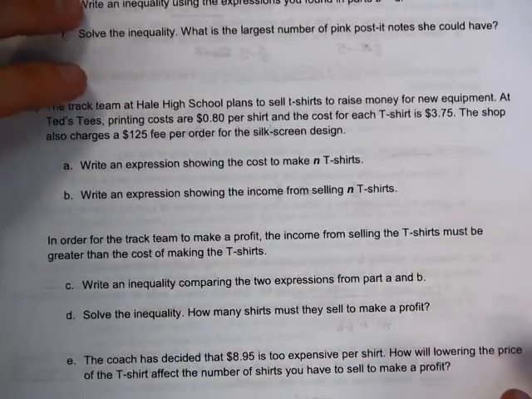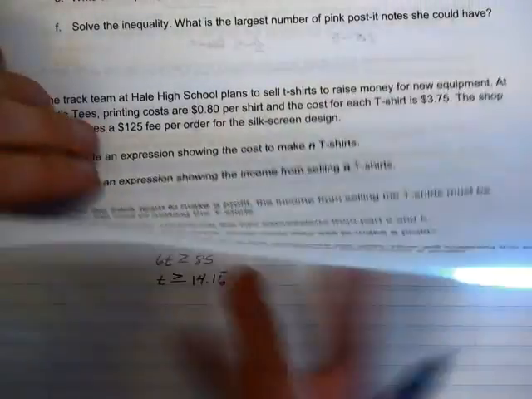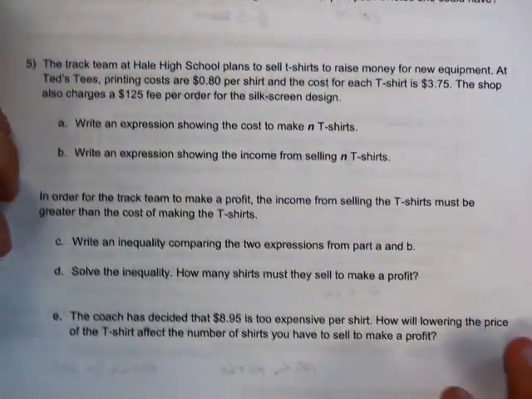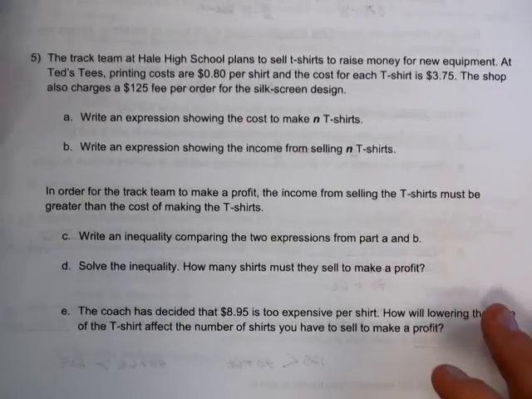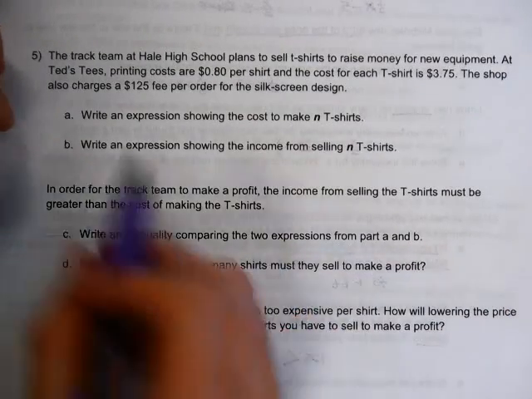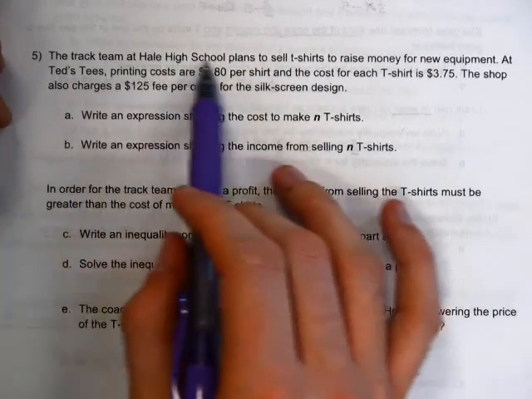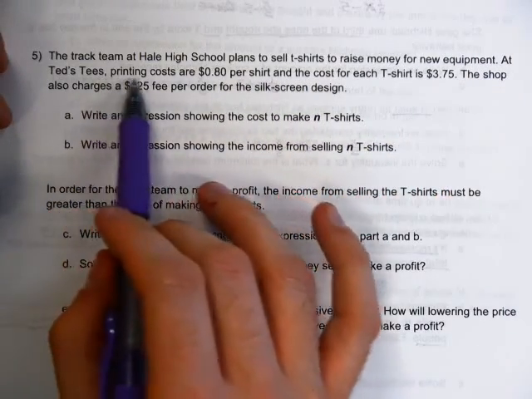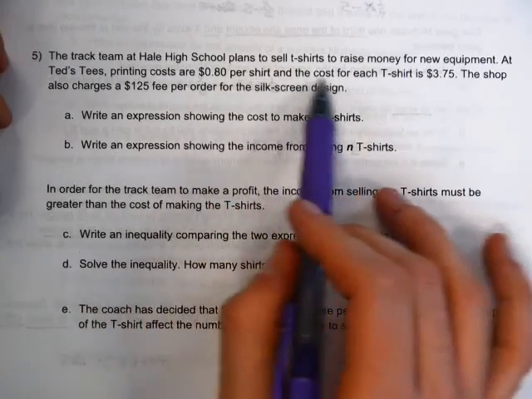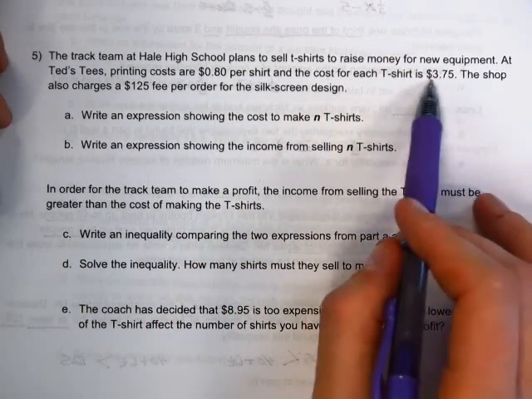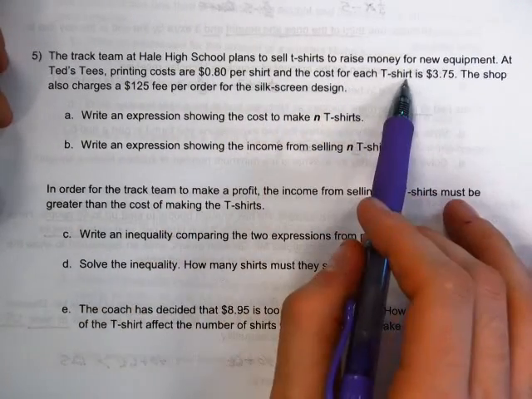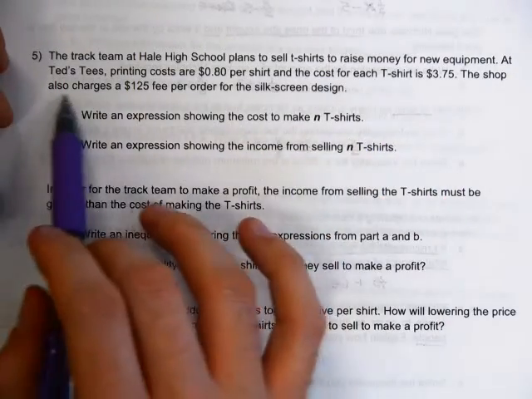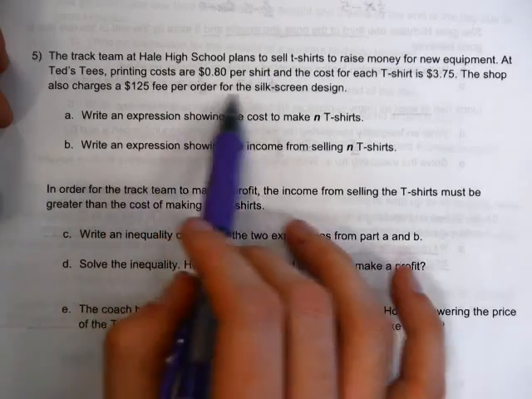Alright, so this particular problem has a small typo or misunderstanding. So look here, it says the track team at Hale High School plans to sell t-shirts to raise money for new equipment. At Ted's Tees, the printing costs are 80 cents per shirt. The cost for a t-shirt is $3.75. So you've got to add that together to know what the total cost per shirt is going to be. The shop also charges $125 per order.